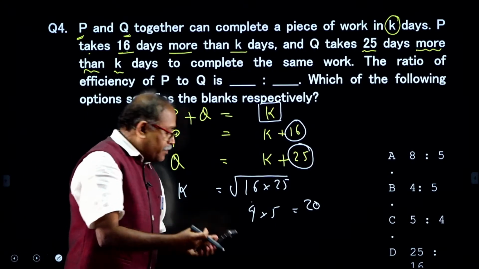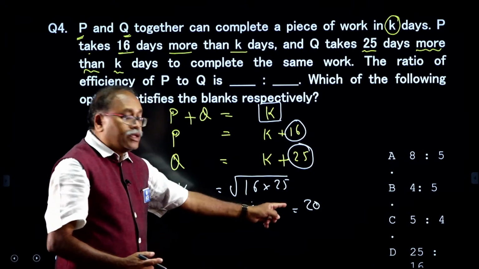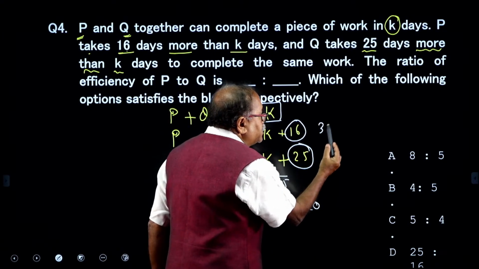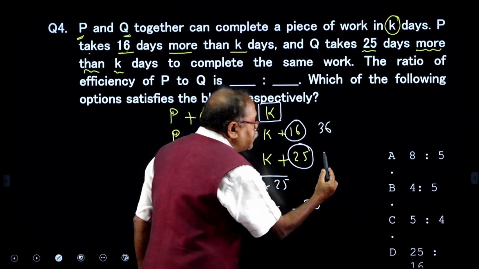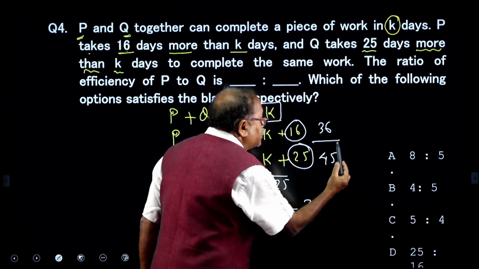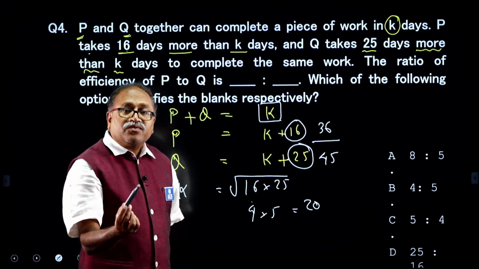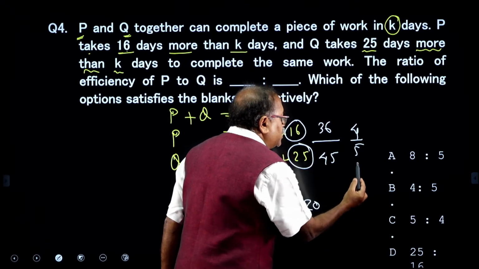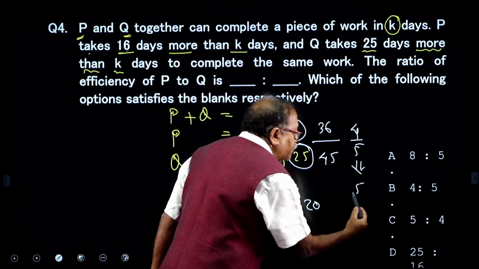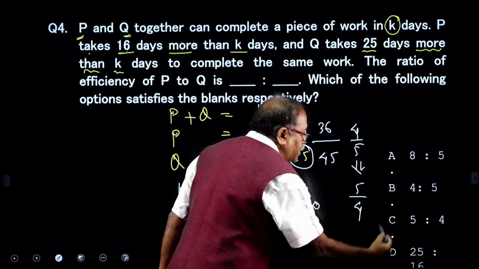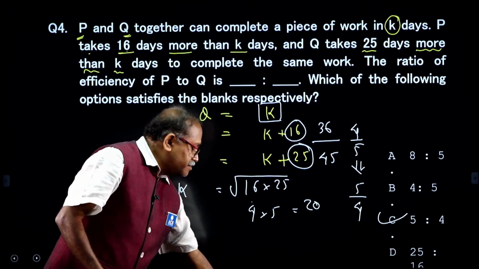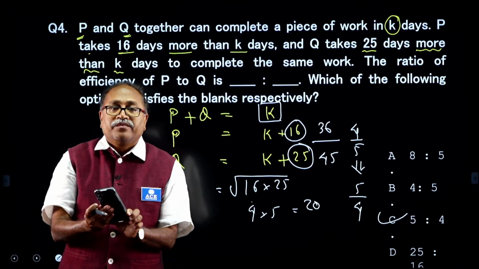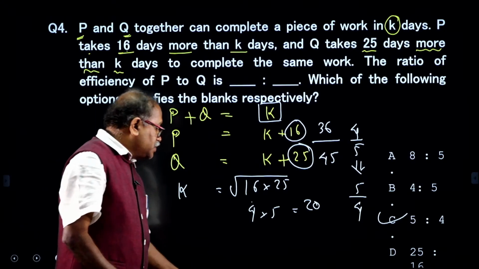It is good, you have done it, k is equal to 20. So here, 20 plus 16 is 36 and 20 plus 25 is 45. So 36 by 45 which is 4 by 5. So the days ratio is 4 by 5, then the efficiency ratio will be the reverse of it, 5 by 4. Option choice C. Hope everyone understood this one.